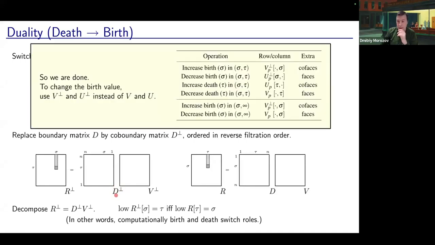And so all of this can be summarized in a set of rules: if I want to increase birth, I have to look at V perpendicular; decrease birth, U perpendicular; increase death, U; decrease death, V. And there are some special things that happen for points at infinity. But the point is that it's a very simple set of rules. And if you simply compute this decomposition, which we're already computing, you don't have to work with either gradient flow or gradient descent where you take these little steps. You can just identify the critical set and take a big step all at once.